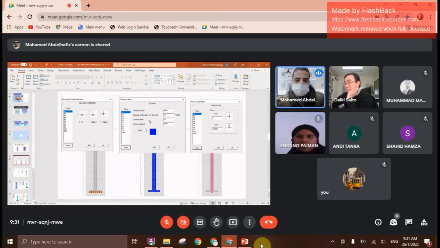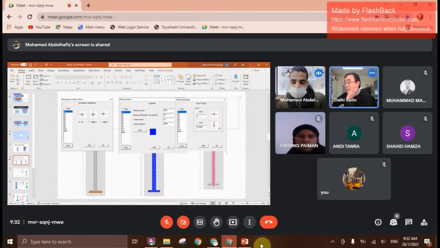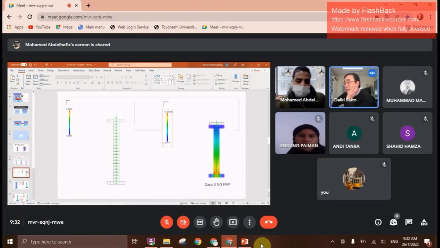Second, I gave the properties of the steel structure: density, Poisson ratio and thickness. I assumed that I am working on a strip 1 meter long. Then I applied the force like this, just to see shear force acting on the whole member. After that, I ran the calculation and got this case 0 for no FRB. You can see that the stresses range from 2.8 to minus 41.